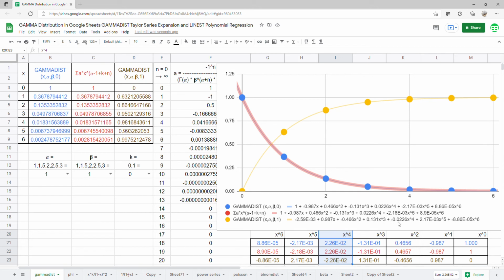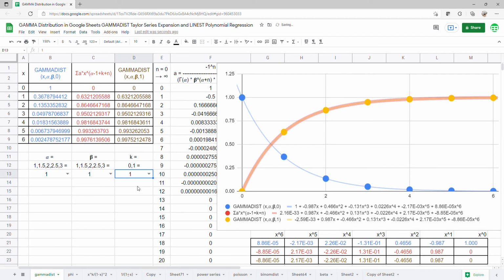Coefficient of x to the 5th, negative 2.17 times 10 to the minus 3. Coefficient of x to the 6th, 8.86 times 10 to the minus 5. Suppose we toggle this to 1, and these values will be the same, and their polynomial regression coefficients will be the same.